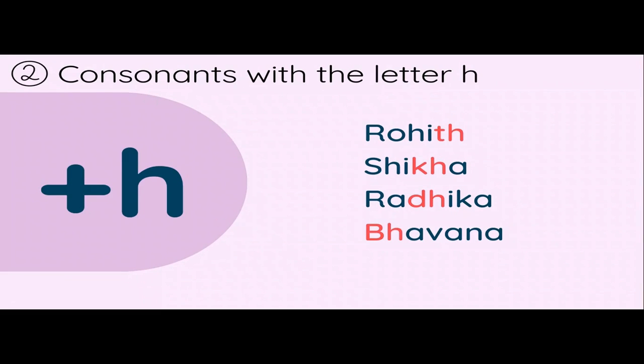So the difference between having a Ka and a Kha is that when you say Kha, you release a breath of air when you pronounce it. Let me show you. So I'm going to say Ka, ka. Now I'm going to say Kha, ka. Do you notice the difference? It's slight, but it's there.